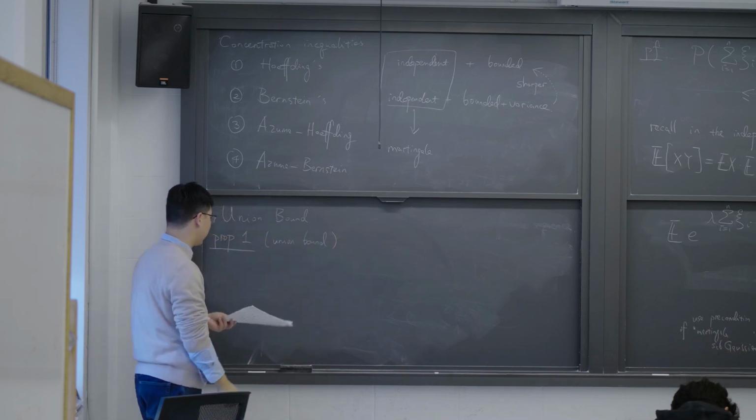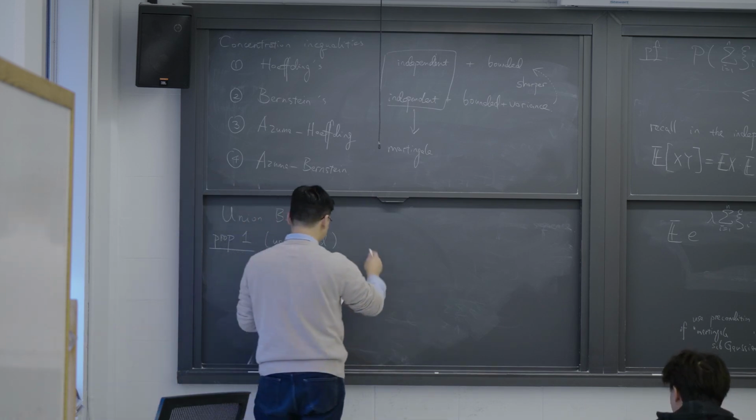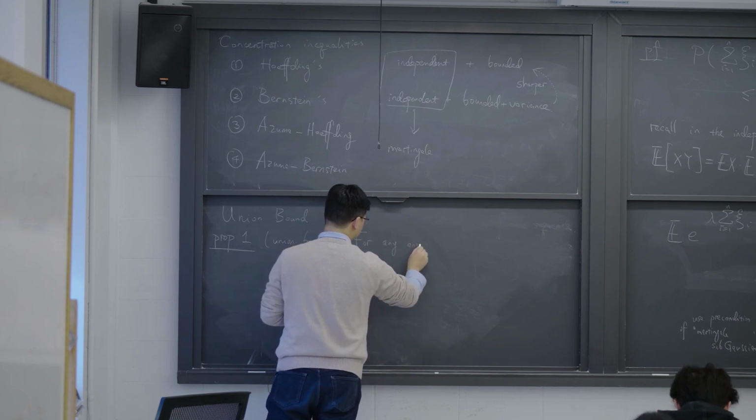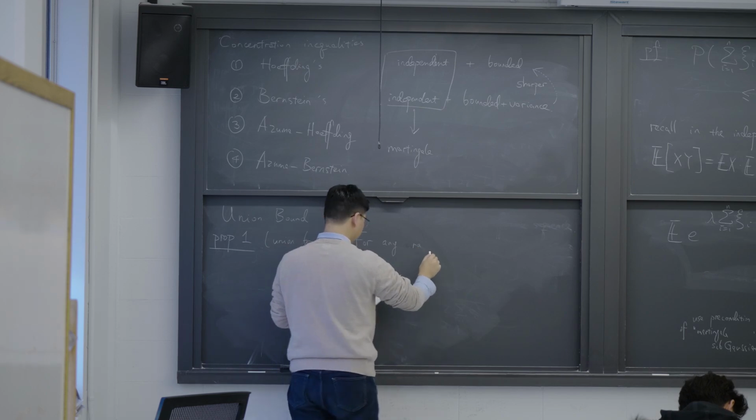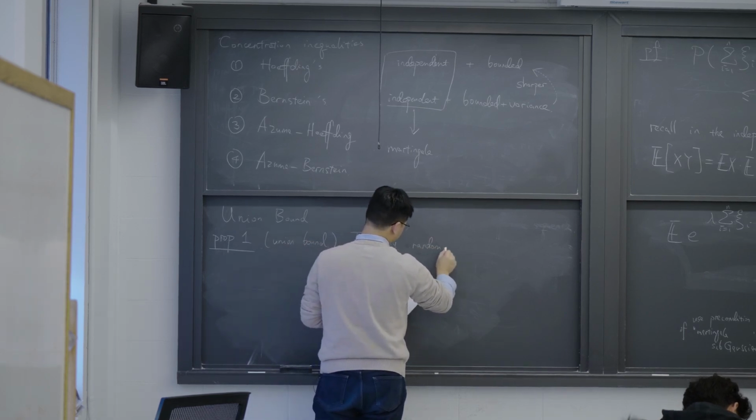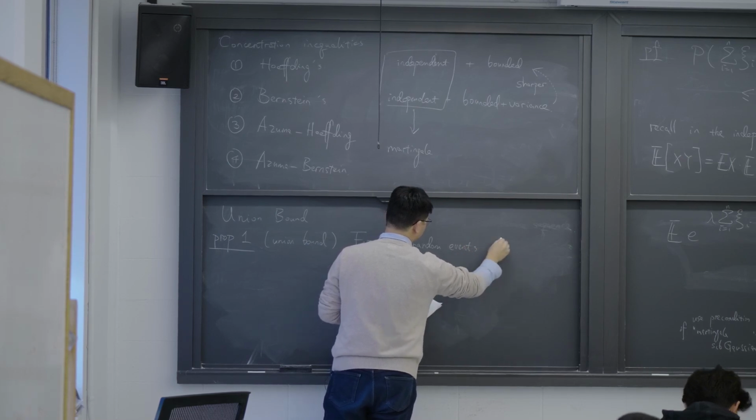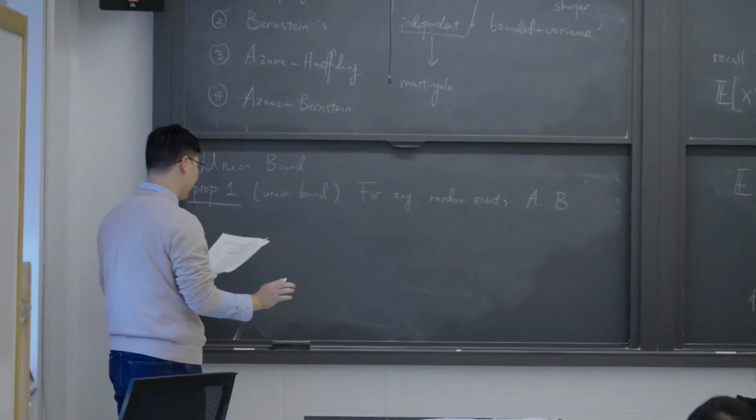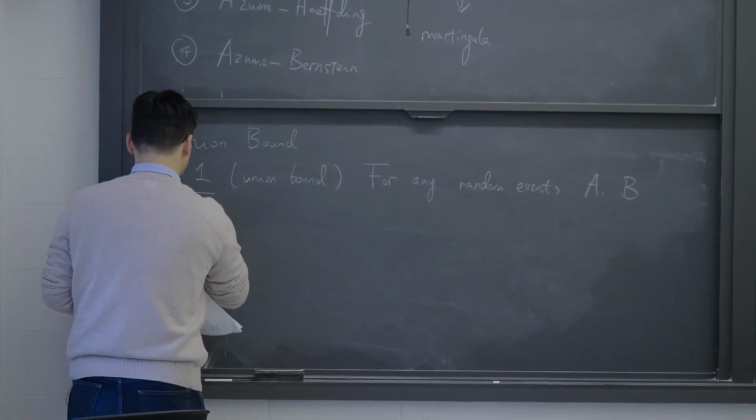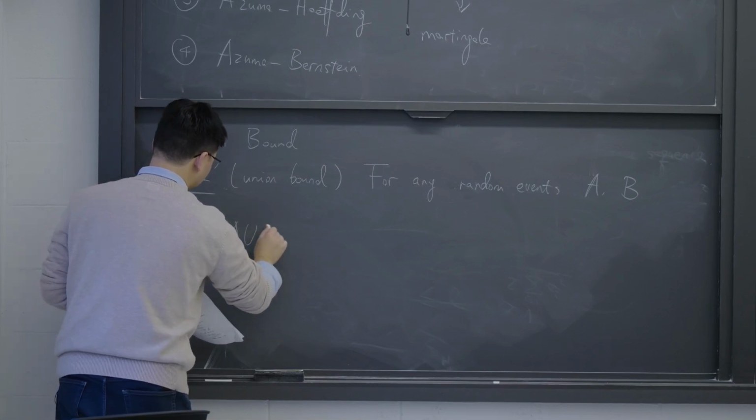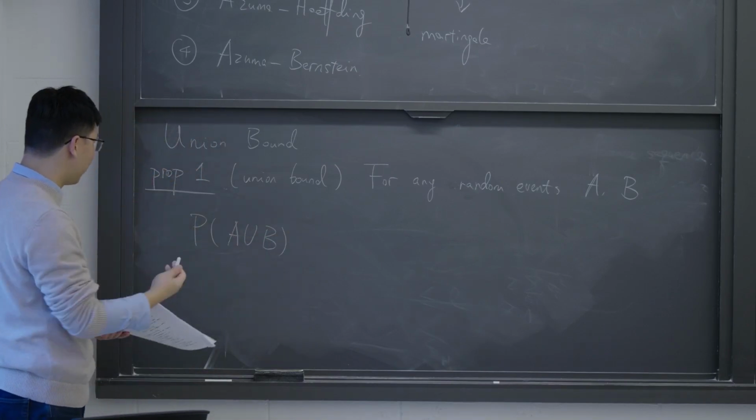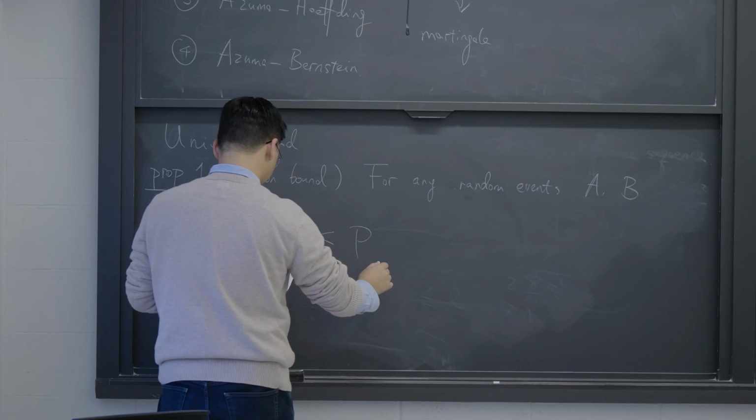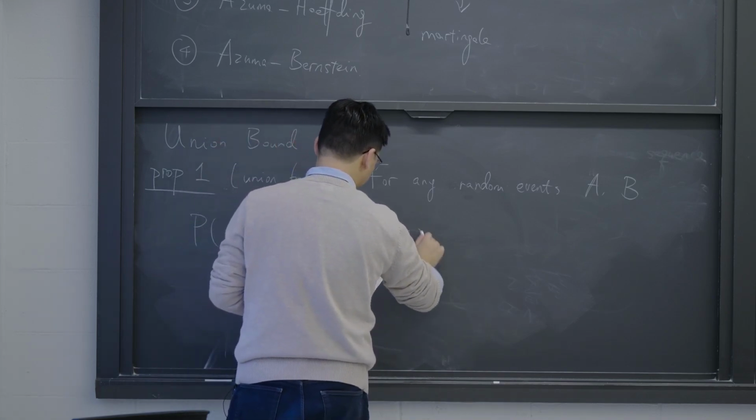So I'm sure you will learn this from every basic probability and statistics course. We're saying for any random events A and B, random events are not independent, are not random variables, are just events. So we say the probability of A union B, that either A happens or B happens, we notice this is less or equal to P(A) plus P(B).